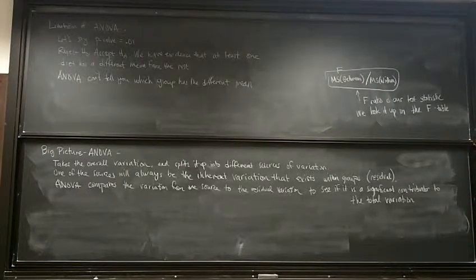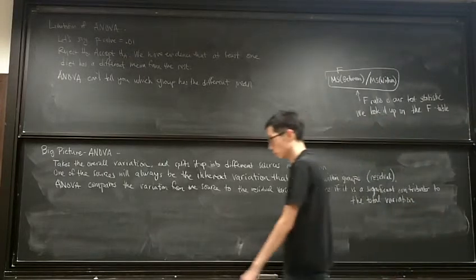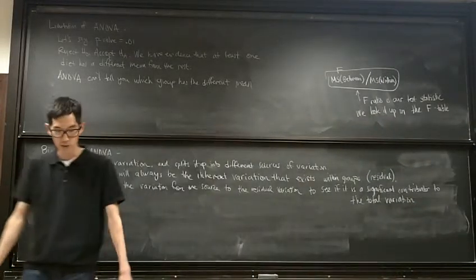Here with one-way ANOVA, we look at only one other source of variation other than the residual variation.